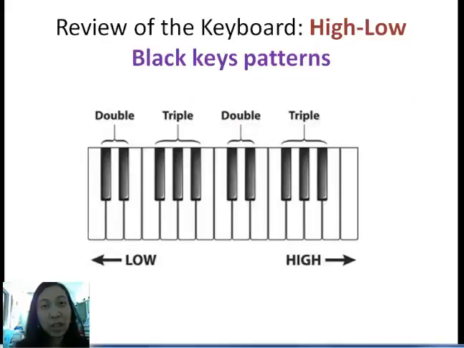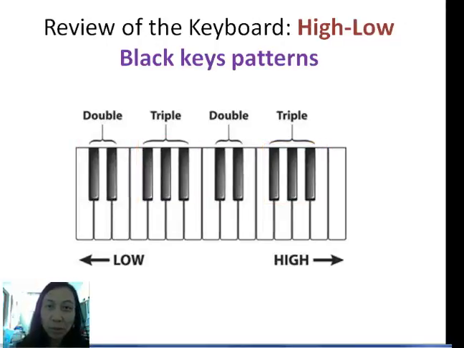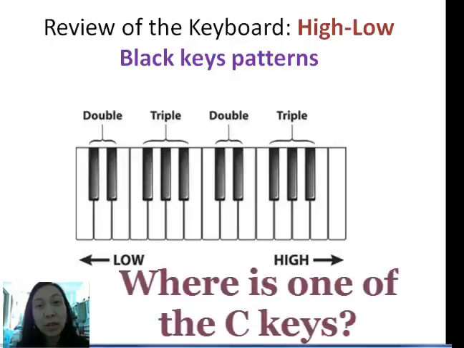We have seen earlier that when you're facing the keyboard, on your right hand side will be the higher pitches, and on your left hand side would be the lower pitches. Also, let's review that the black keys are patterned in twos or groups of threes, as seen in the picture. Let's see if some of you remember where C is, as that is most often the letter note that we would like students to memorize.